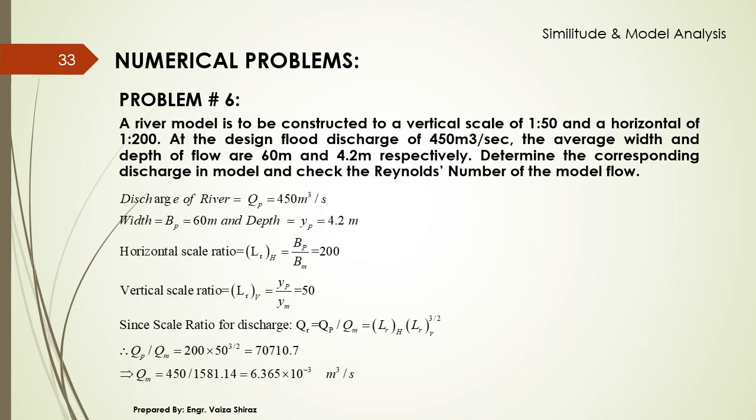Now in this problem, you are given the case of the river flow. The discharge of the river is given as 450 cubic meters per second. Width and depth of the flows are given. Horizontal scale ratio and vertical scale ratio are 250 and 50 respectively. You have to find out the discharge in the model and check the corresponding Reynolds number. So you can simply find out Qm by using the scale ratio for the discharge, Qp over Qm, that is giving you Qm as 6.365 times 10 raised to the power minus 3 cubic meters per second.